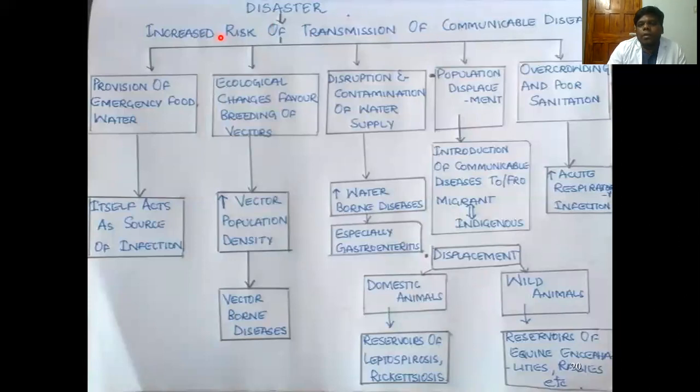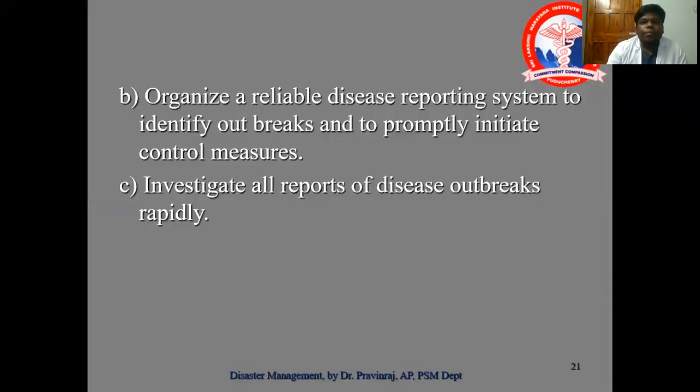So here we have a list of increased risk of transmission of communicable disease: the provision of emergency food, which itself can be a source of infection; ecological changes like breeding vectors, which we are seeing; contamination of water; then population displacement and introduction of communicable disease, like people who come from outside; overcrowding; and poor sanitation, which can also cause respiratory infection. And if there are any animals nearby, they can also cause all these problems.